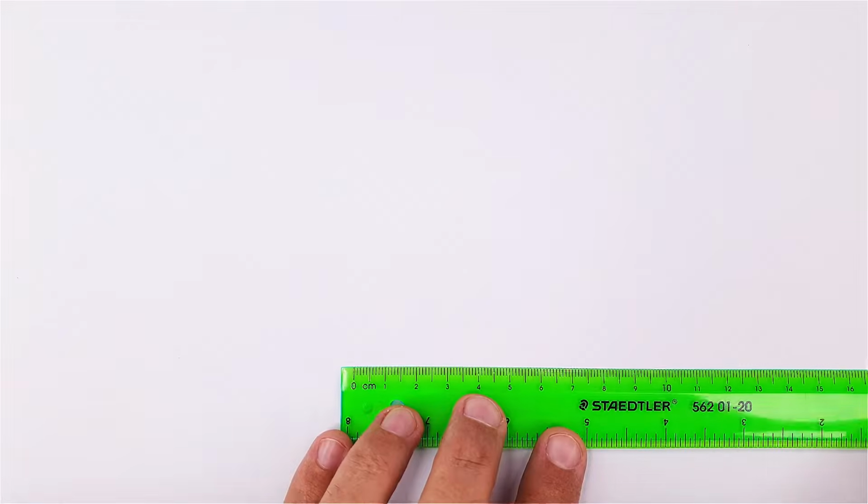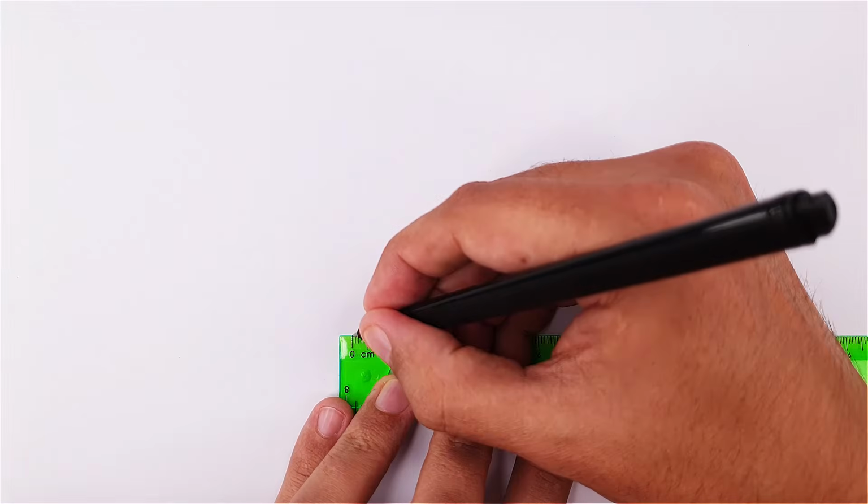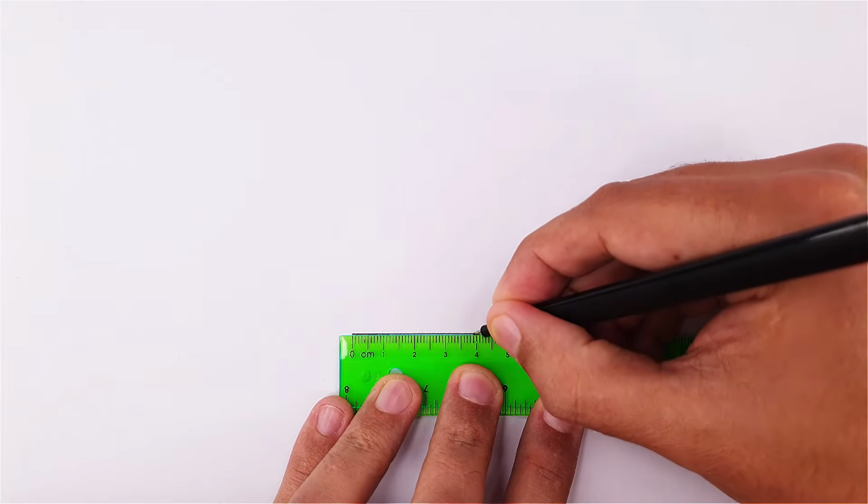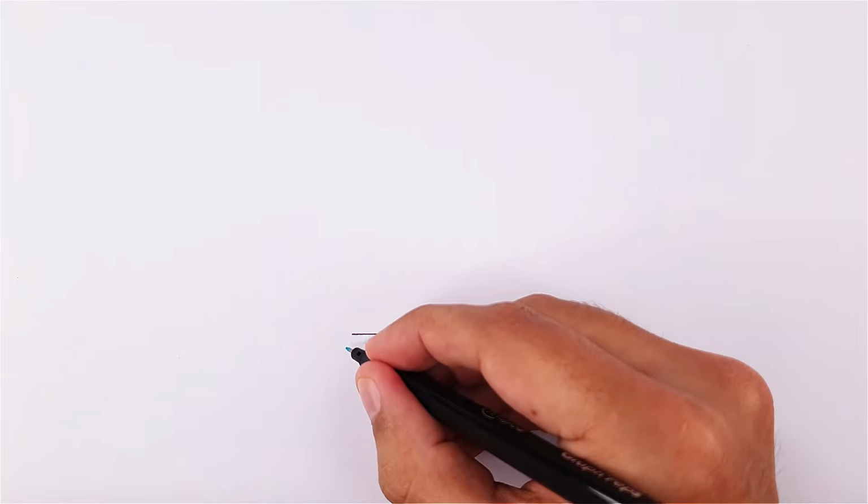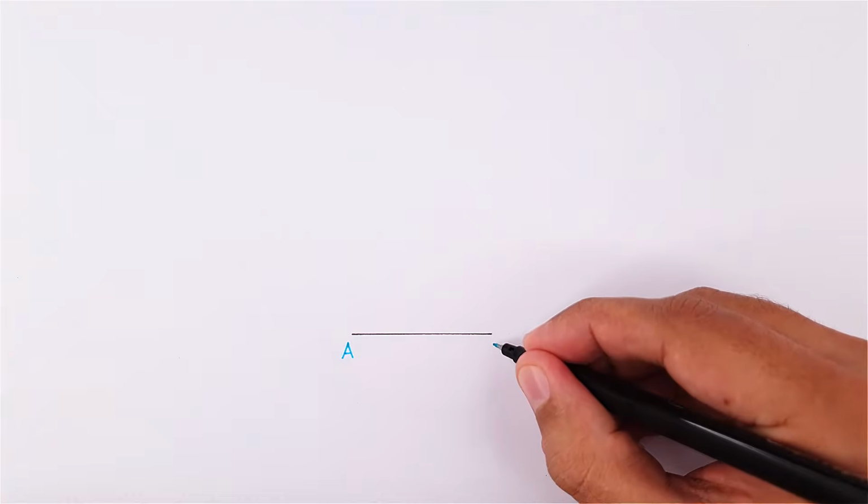In this video, we are going to construct a nonagon. Start by drawing a side length of 45 mm and label it A and B.